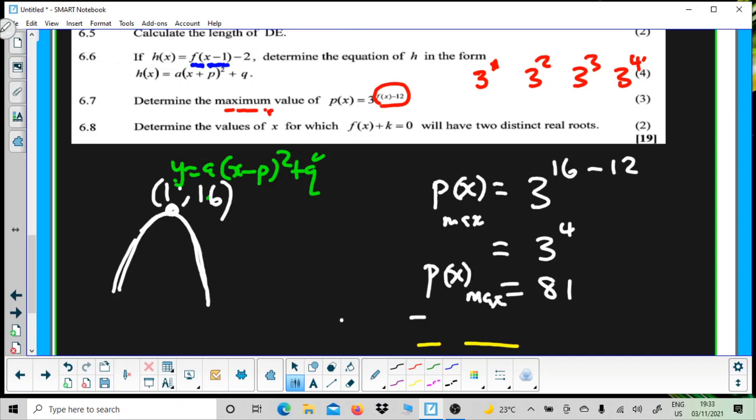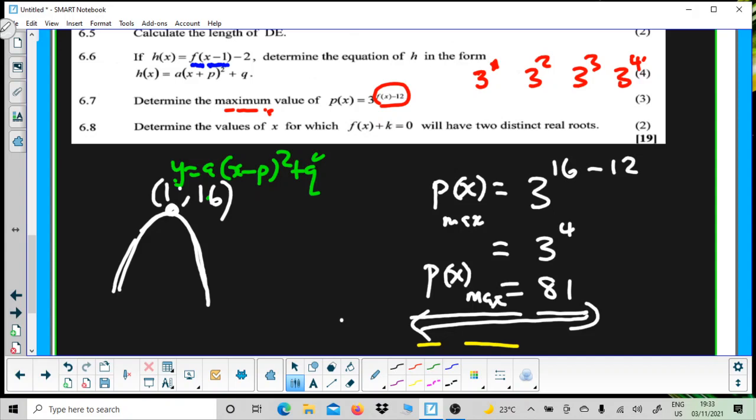How did I figure it out? I figured the maximum of function of x because I noticed if I want the maximum value of that function, I better have the highest exponent possible. And to do that, I needed the maximum value of function of x.